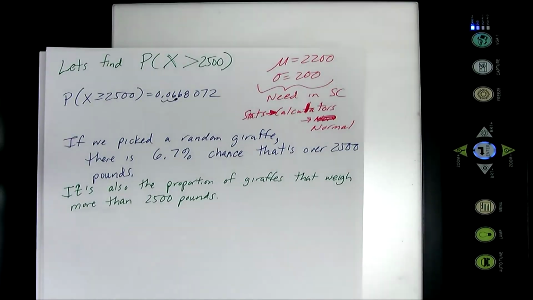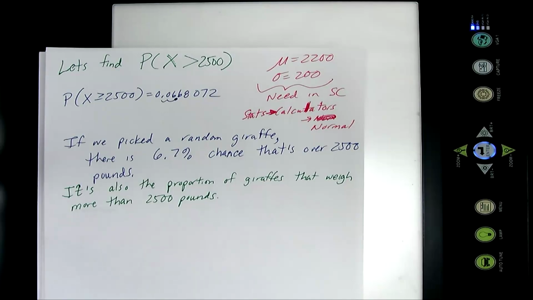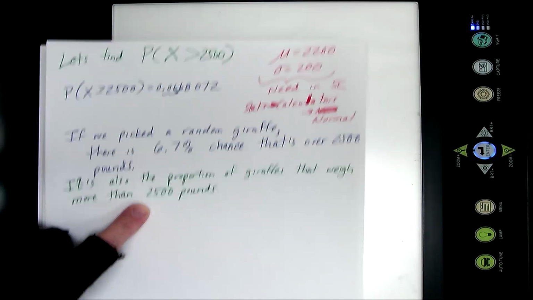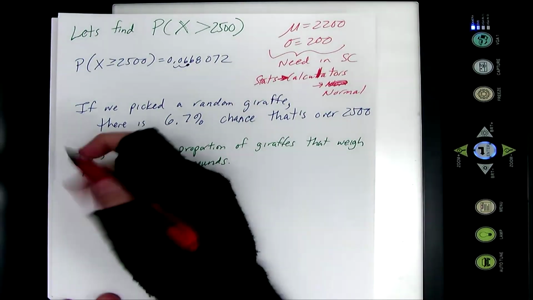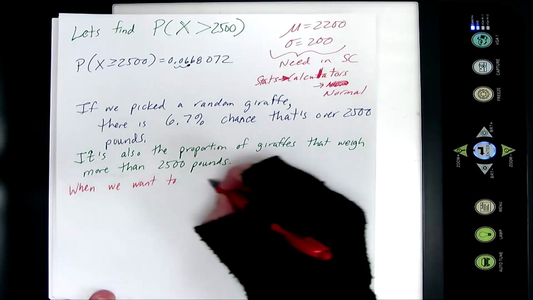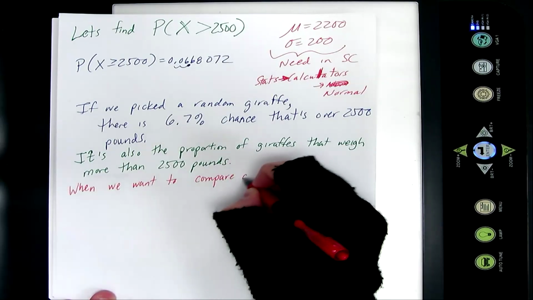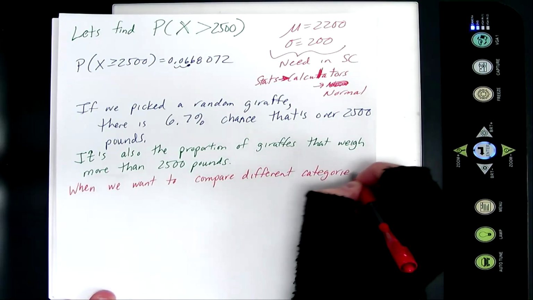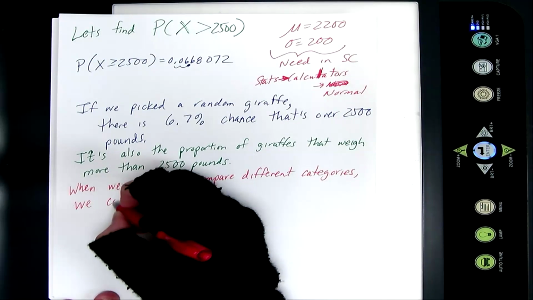Pounds seems kind of heavy, right? How does it compare to, like, an elephant? Is a 2,500 pound giraffe pretty heavy for a giraffe? Would it be heavy for an elephant? I have no idea. Usually it's really hard to compare things of different species or categories. So something we do when we want to compare things with different categories, we can shift to z-score.